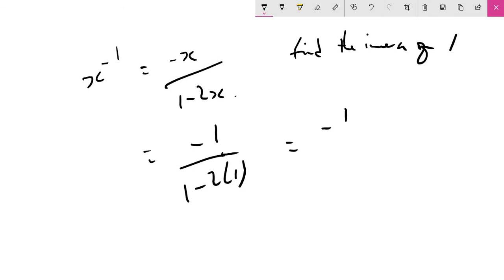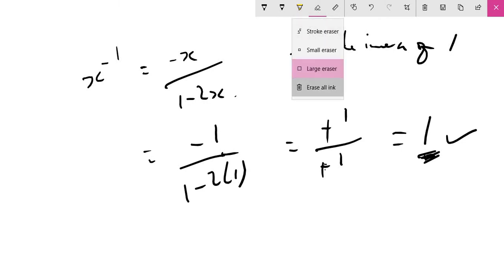And this gives minus 1 divided by minus 1 minus 2 gives minus 1, which is equal to 1. So the inverse of 1 is 1, which is weird enough. The inverse of 1 is 1. And that's it. Okay. So let's solve one more question. Or maybe a couple more.